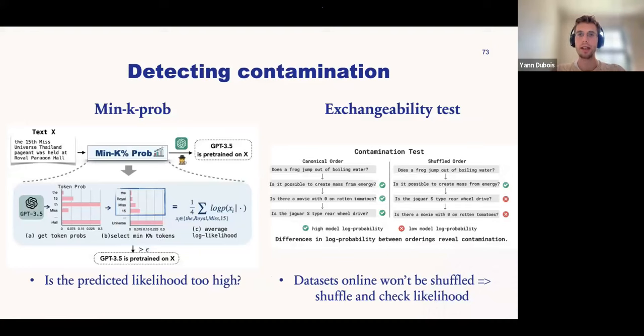So for detecting contamination, as I said, contamination is a big problem. There are different ways you can try to detect that. One way is to look at the likelihood that is generated by the model. If the likelihood of the model is very high, so if the model is really certain about its answer, it kind of points to the fact that maybe it was in the pre-training set. So that's one way.